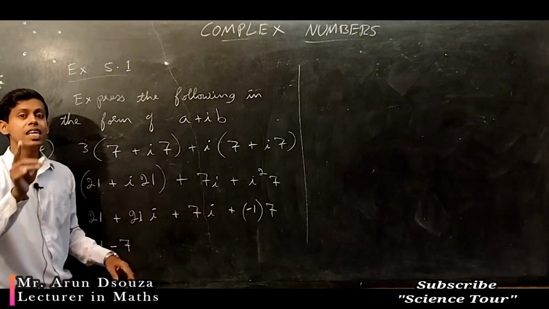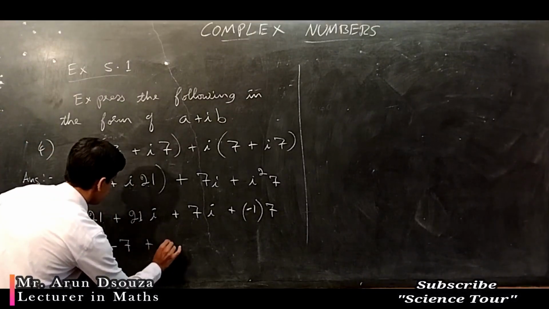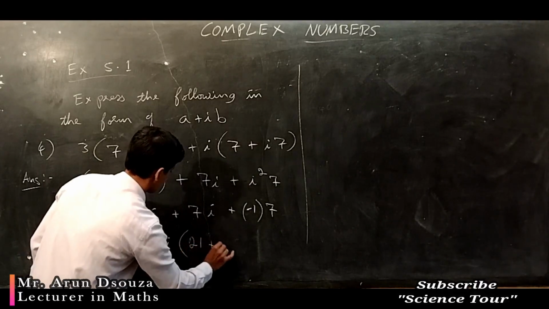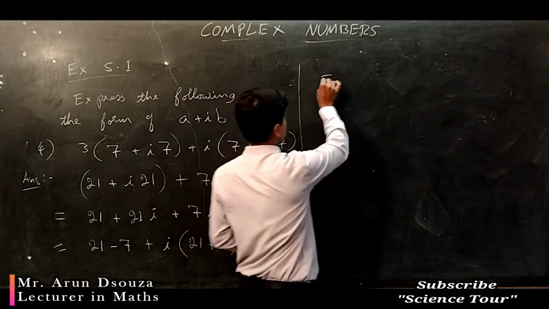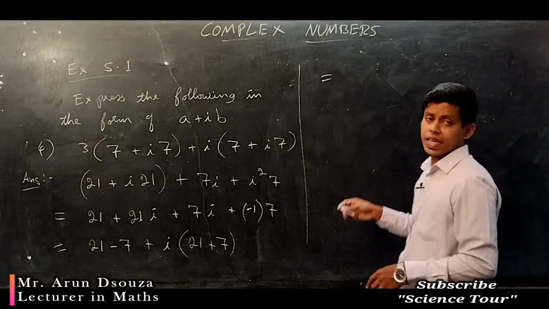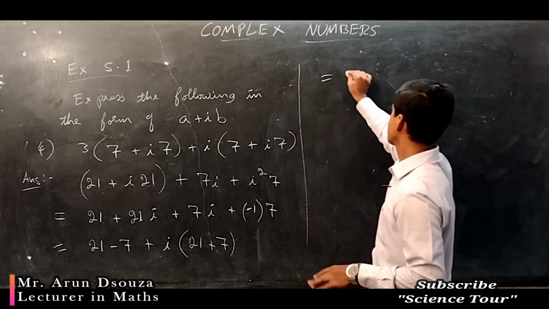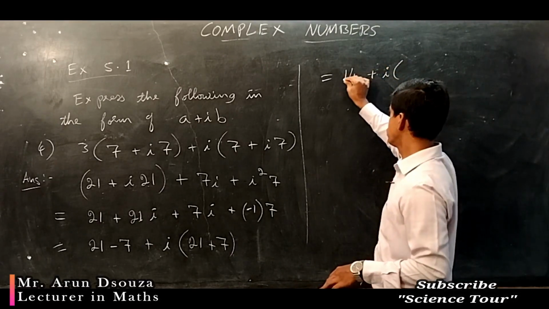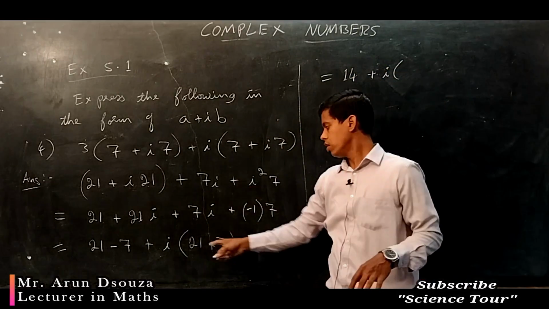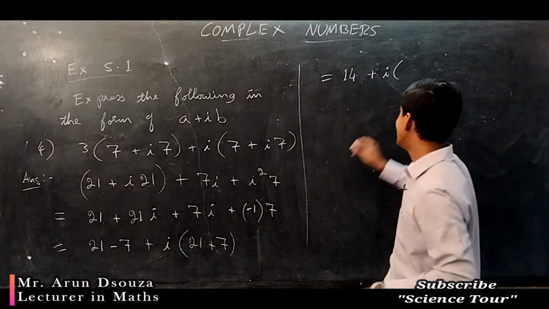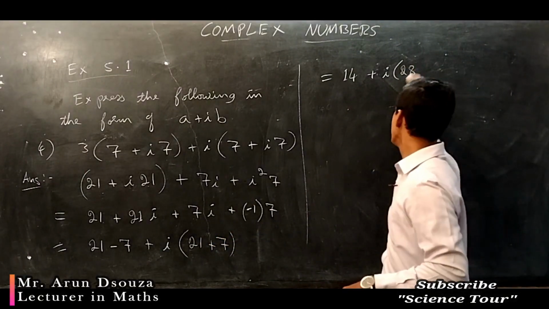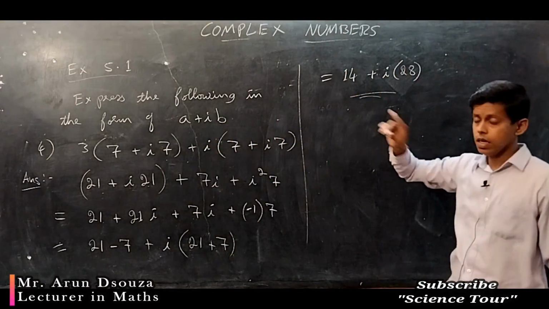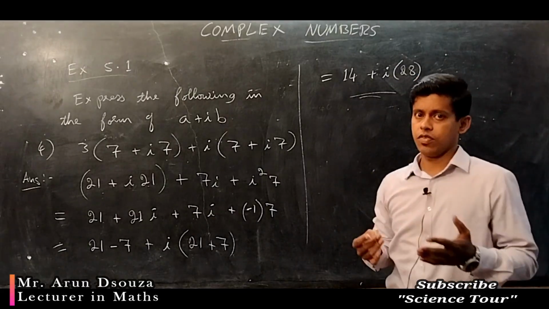You can take I common. So I am taking I common outside. 21 plus 7. So that gives you 21 minus 7 is 14 plus I into 21 plus 7, 28. Okay, so that is your A plus IB form. So A is 14, B is 28, and that's the final answer.